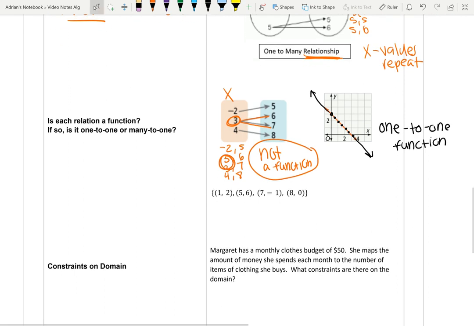And then our last one is just a set of points here. So I'm going to look at my x values. I have 1, 5, 7, and 8. My x values don't repeat. My y values are 2, 6, -1, and 0. Those also don't repeat, which means it is again a one-to-one function.